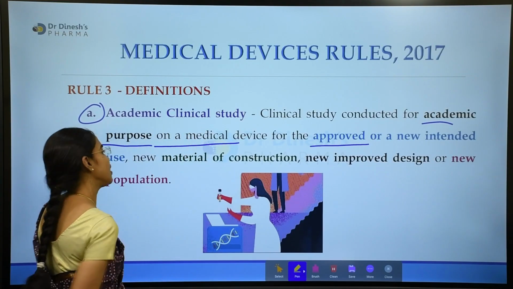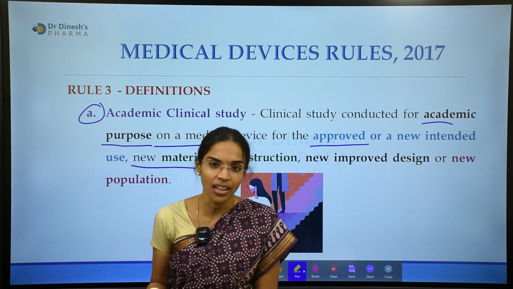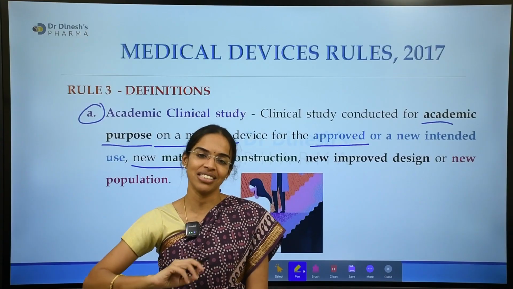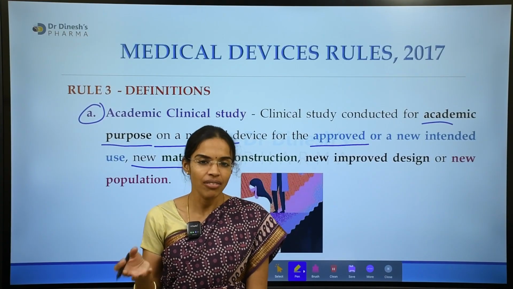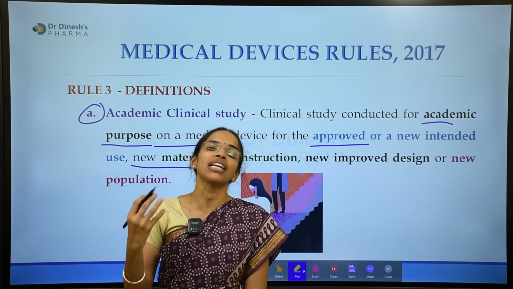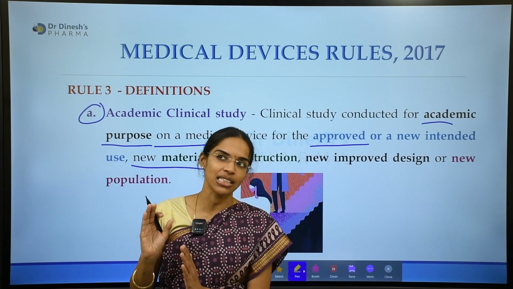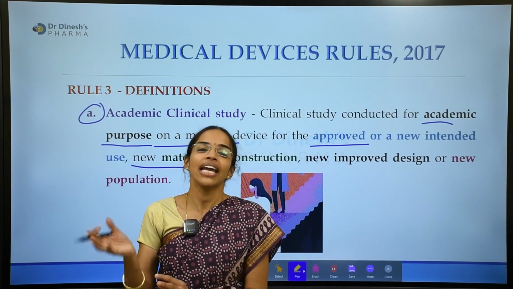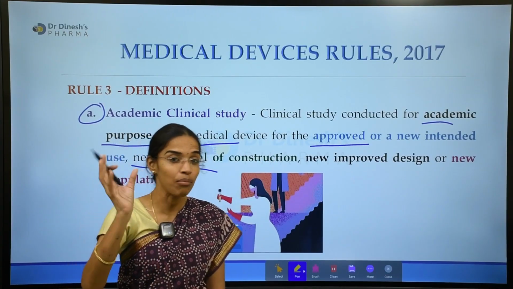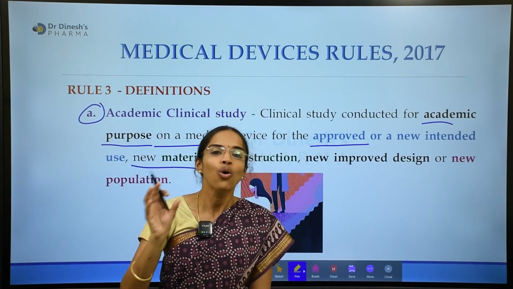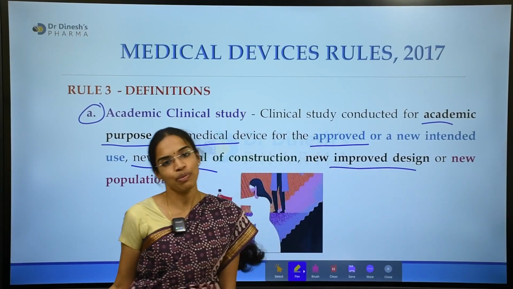It is an academic clinical study for a new intended use, or the use of a new material for the same existing medical device. For example, if there is a particular surgical dressing and the material has been changed, instead of cotton wool the bandage has been changed to asbestos wool. In that condition, only the material or the intended use has been changed. The complete medical device has not been changed. Only the particular material, the intended use or the design has been improved.